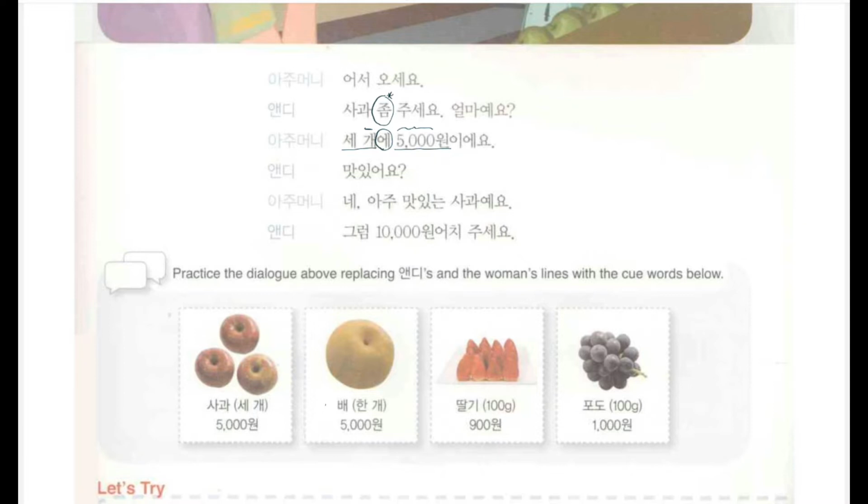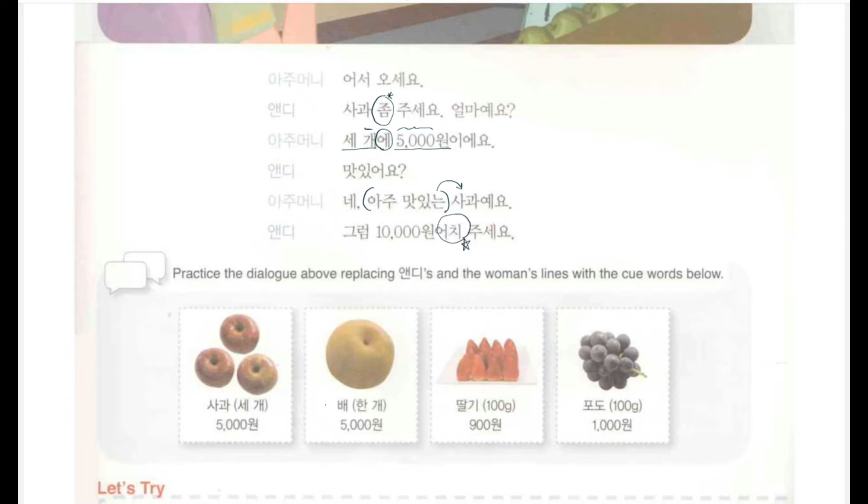Andy asks, 맛있어요? Is it good? 네, 아주 맛있는 사과예요. So this 아주 맛있는 modifies the noun 사과, isn't it? So it is very delicious apple. They are very delicious apples. 자, Andy asks, 그럼 10,000원어치 주세요.